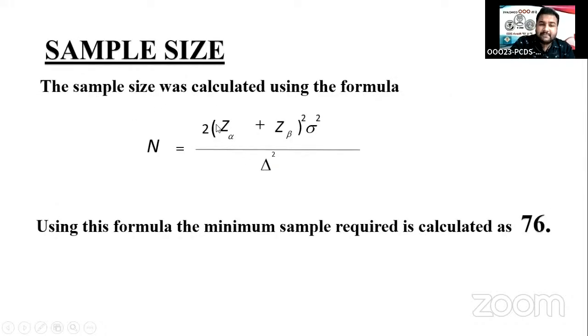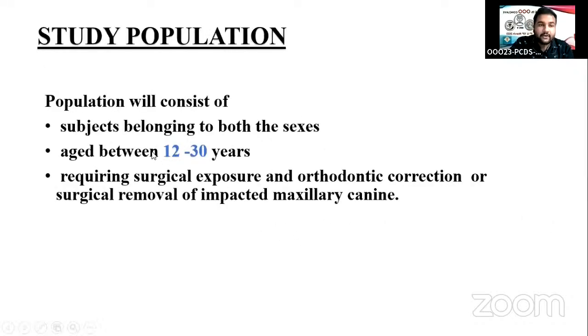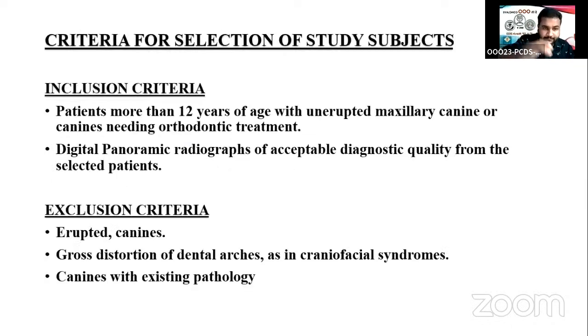The sample size was calculated using this formula, and the minimum sample size required was calculated as 76. Our study population consists of subjects belonging to both sexes, aged between 12 and 30 years, requiring surgical exposure and orthodontic correction or surgical removal of the impacted maxillary canine.